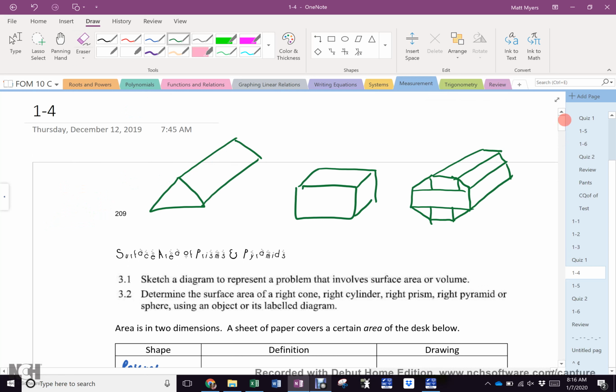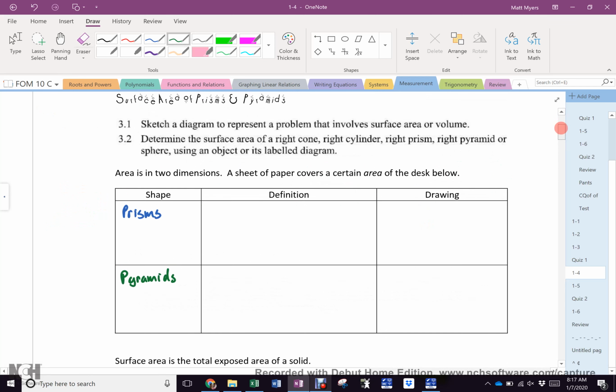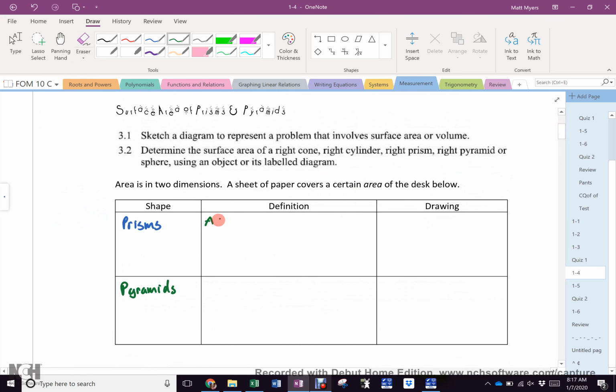So let's have a look here. You guys are smart people. What is the same in all of these? They're all three-dimensional. So we got to agree that the definition of prism must include it's a 3D object, right?